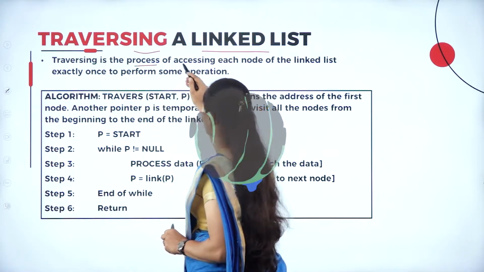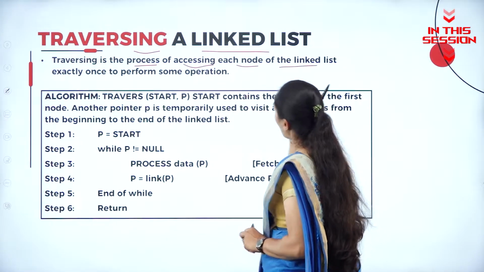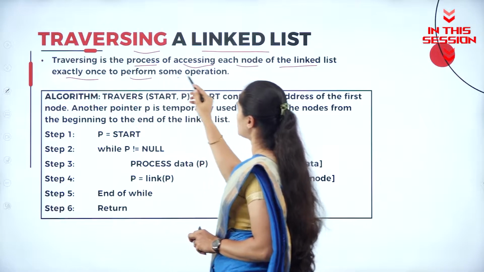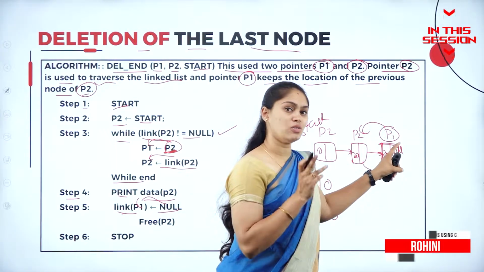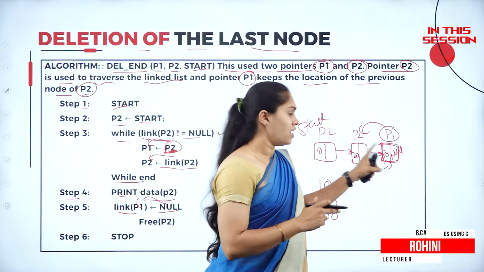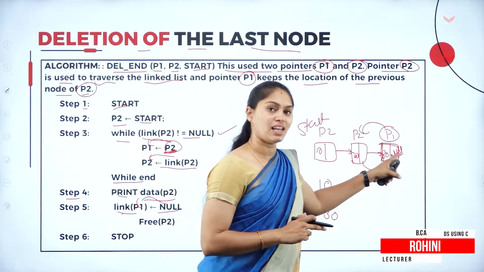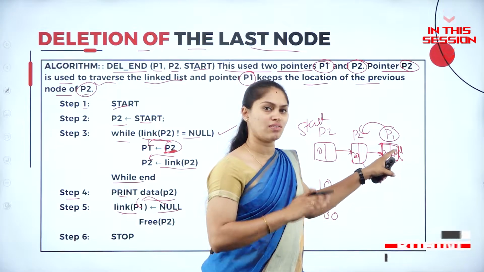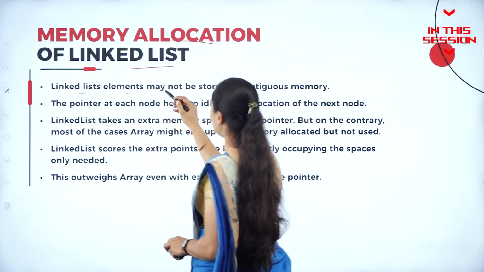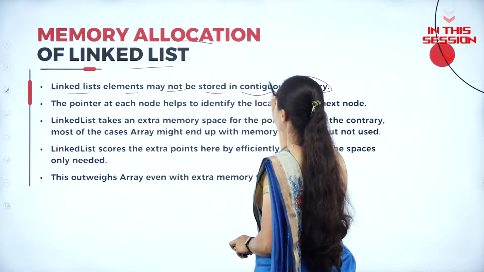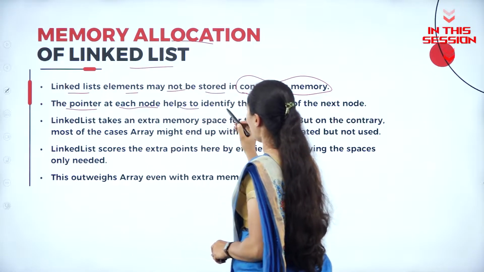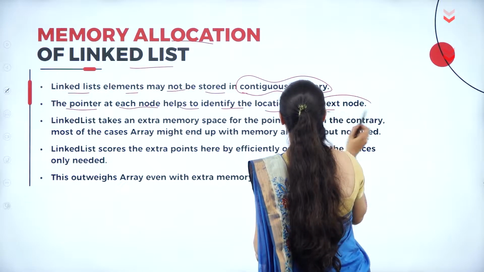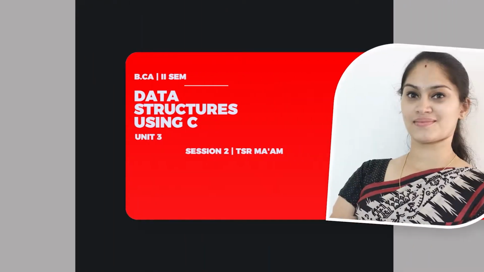Traversing is a process of accessing each node of a linked list exactly once to perform some operation. P1 is going to be null. P1 holds the address of P2, but as of now P2 is the last node, so its pointer location will be null. Linked list elements may not be stored in contiguous memory. So why? Because the pointer at each node will help us identify the location of the next node.